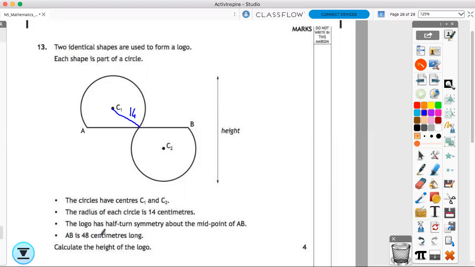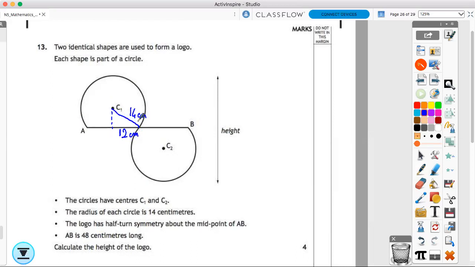When they say AB is 48, and you've got the exact same shape, half is 24, then that means that length here is 24. But then to get a right angle triangle, we need to take half of 24 again. That becomes 12. That was the only difficult part here, to be able to identify that I've got a right angle triangle here, and this is 14 centimeters, and this is 12 centimeters.